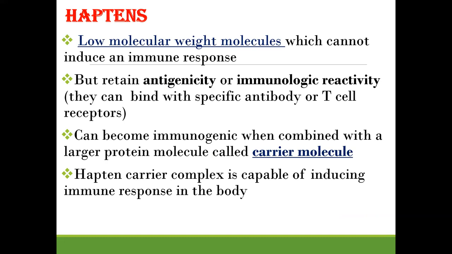Haptens. Haptens are low molecular weight molecules which cannot induce an immune response, but they retain antigenicity or immunologic reactivity. They can bind with specific antibody or T cell receptors. They can become immunogenic when combined with a larger protein molecule called carrier molecule. Hapten carrier complex is capable of inducing immune response in the body.